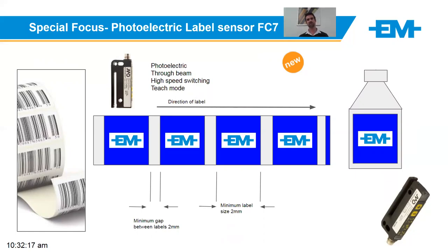We have quite a strong solution when it comes to labeling machines. So I'm going to highlight and dig a little bit deeper on this type of application. These FC7 sensors can detect a minimum of 2 millimeters between labels, as well as a minimum label of 2 millimeters itself. I've never seen a label 2 millimeters wide, or even the gap between the labels is generally a lot bigger than 2 millimeters. So the sensor should be able to cover a lot of applications when it comes to labeling.